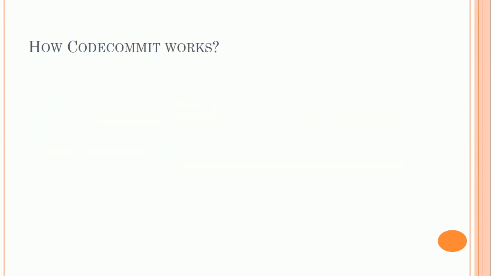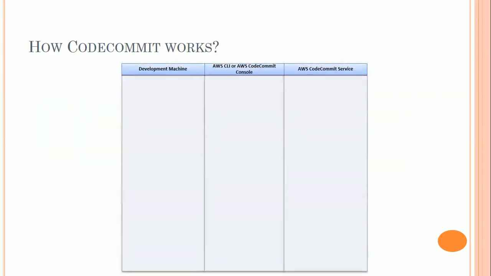How CodeCommit works. This diagram shows how we can use the development machine, the AWS CLI or AWS CodeCommit console, and the AWS CodeCommit service to create and manage repositories. First step is to create a repository. We can create a repository through the AWS CLI or the AWS CodeCommit console. This is the starting point. The AWS CodeCommit service will create a remote repository for the same.